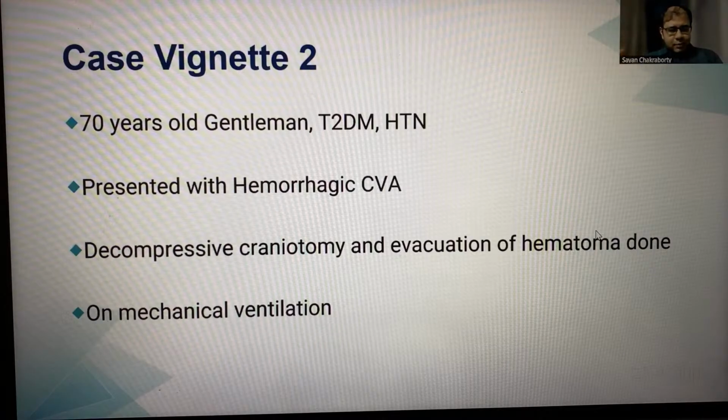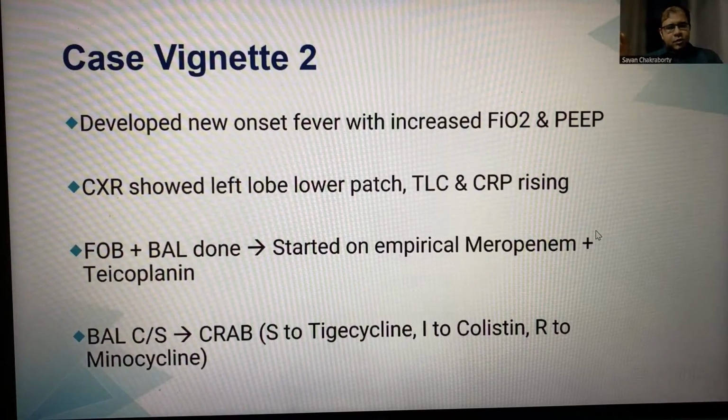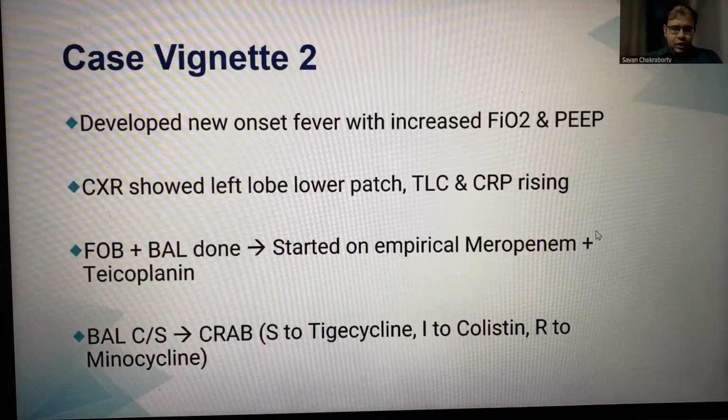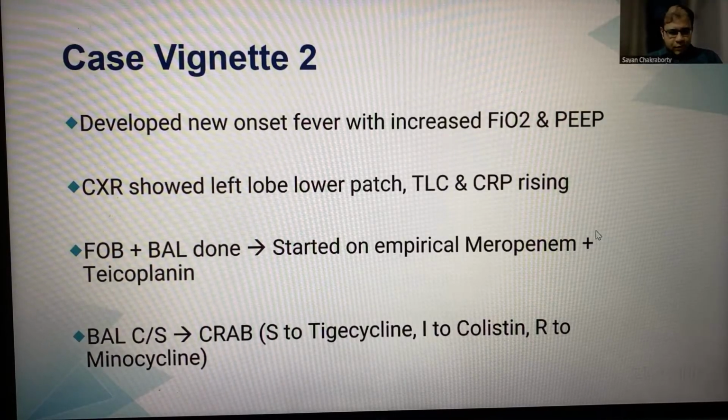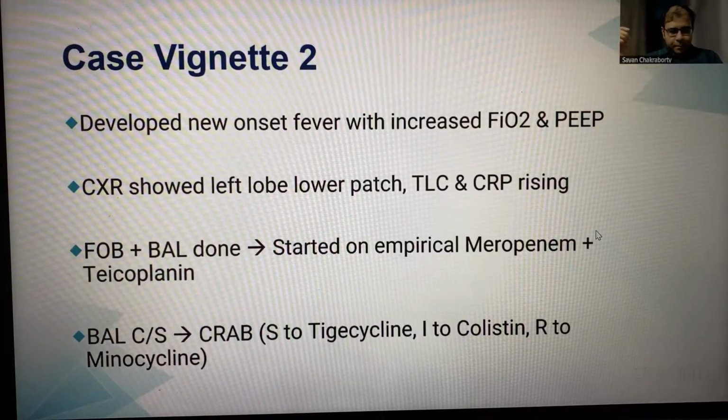It's an elderly gentleman, diabetic, hypertensive, and he presented to the hospital with a hemorrhagic CVA. The patient was admitted in the neuro ICU, had a decompressive craniotomy and hematoma evacuation, and was put on mechanical ventilation. After a few days, the patient developed a new onset fever with increased FiO2 requirement. Chest X-ray showed a left lower lobe patch, and there was a rise of inflammatory markers. So that was a diagnosis of ventilator-associated pneumonia.